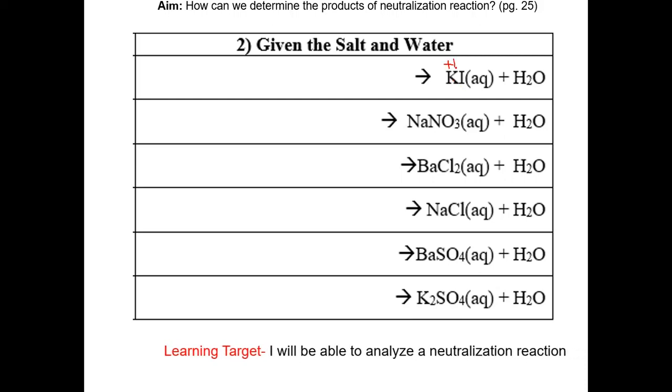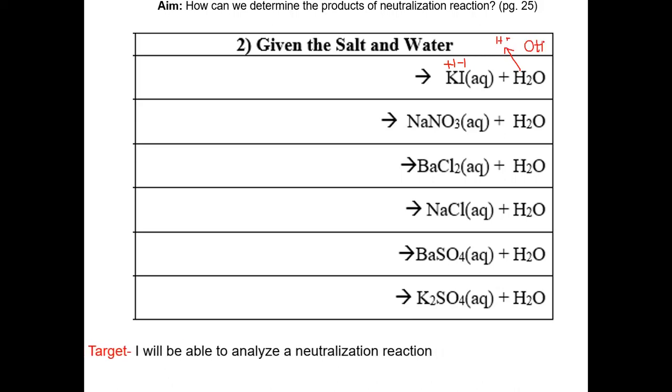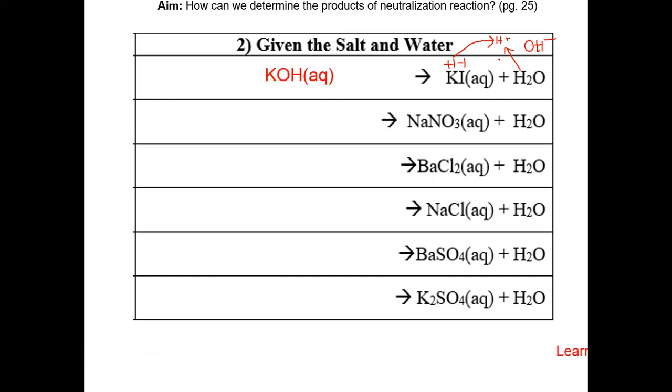K is positive 1, I is negative 1, water is H+ and hydroxide. So next you switch the charge backwards. K is going to switch with H. By doing that, you'll get KOH plus HI. KOH is the base, and HI is the acid.